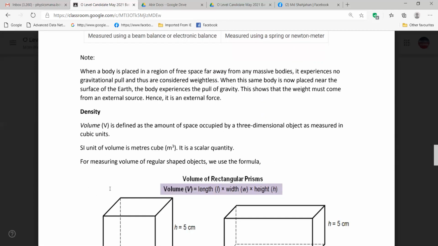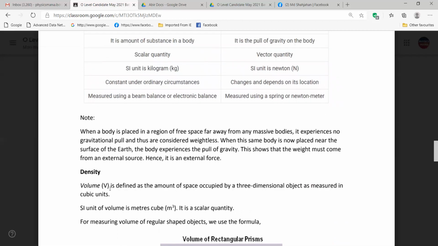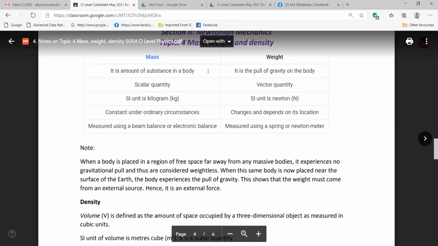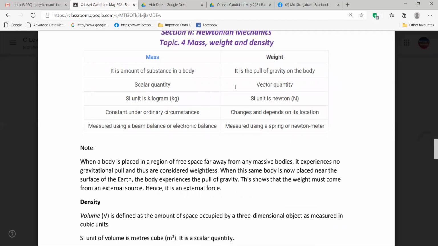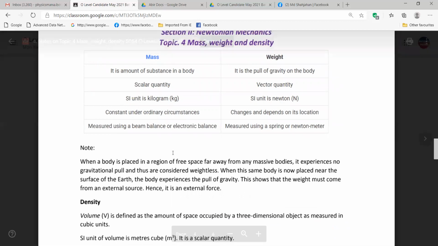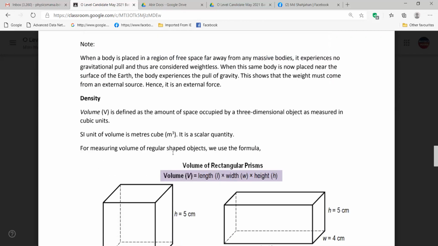Sir, should we memorize it? You just go through, it will come in your mind automatically. You know all this, right? What is called mass? What is called weight? Mass is scalar quantity, weight vector quantity. And mass is same everywhere. And weight changes place to place.